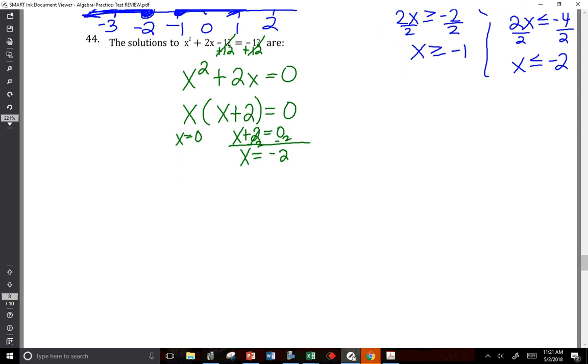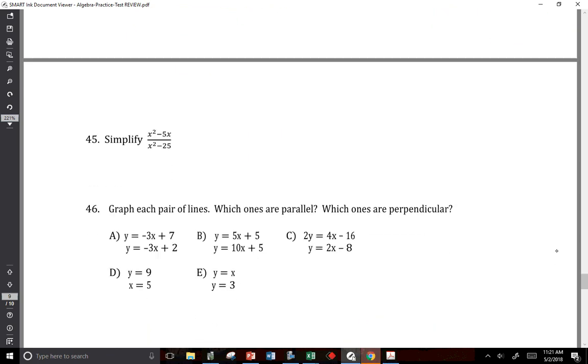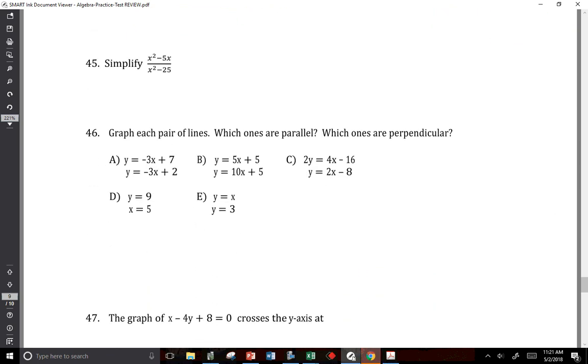Let's look at B. Do you think they're parallel? I can see one of them has a slope of 5 and one of them has a slope of 10. No. Do you think they're perpendicular? No. So this is one that we just call neither. It's neither parallel nor perpendicular because the slopes don't match and they're not opposite sign reciprocals, because one's 5 and one's 10. On C, wouldn't we have to divide by that 2 before we talk about it?